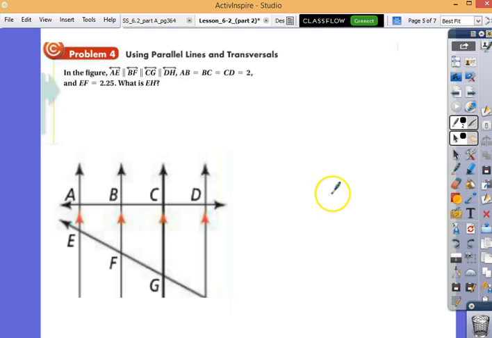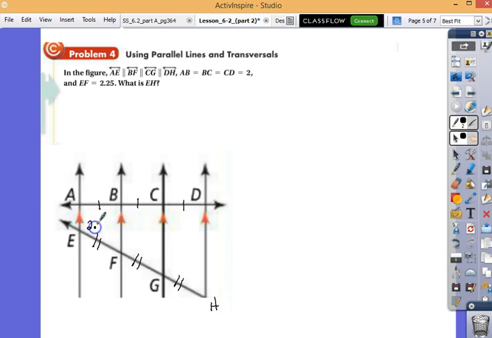So let's apply that. In this particular problem right here, I've got line segment AE parallel to BF parallel to CG parallel to, there's supposed to be an H down here, DH. And I know that AB equals BC equals CD equals 2. So I know that all of these are equal. I don't even care that it's 2. I just know that they're all equal to each other. So that means that all of these segments will also be equal to each other.